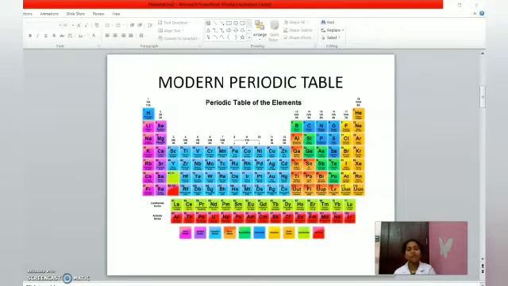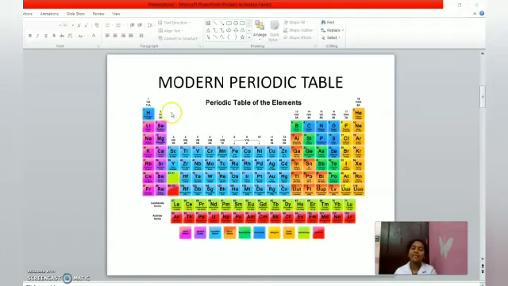Last class we discussed the history of the periodic table, isn't it? Today we are going to discuss the modern periodic table. Let's see what the features of the modern periodic table are. Here you can see the modern periodic table. It was invented mostly by the scientist Mosley, and we are still using the same periodic table now.